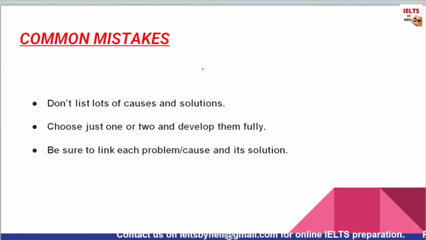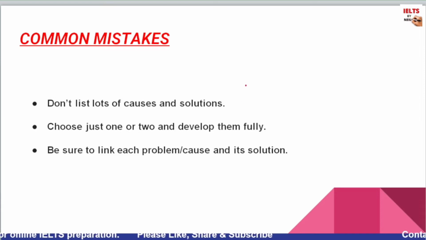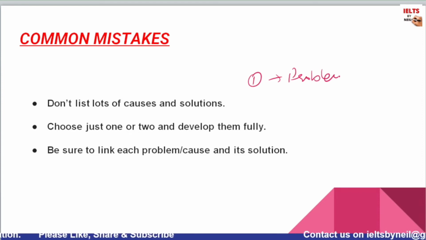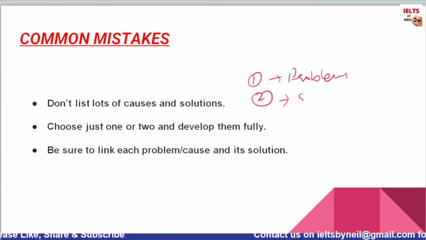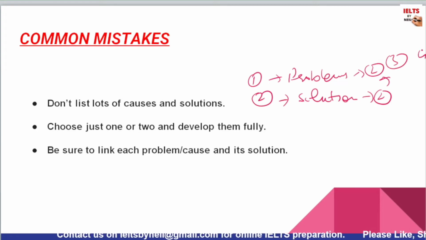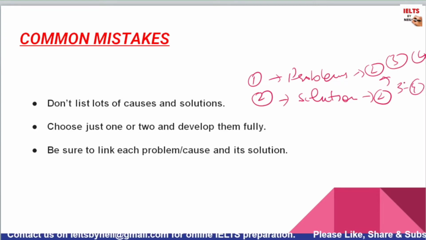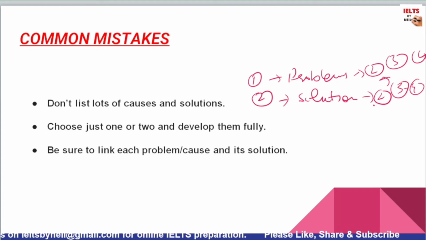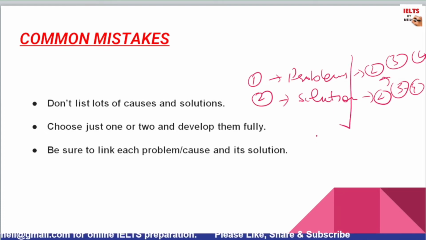Now let's talk about the common mistakes that students make in this one. First of all is don't list lots of causes and solutions. This is what most students do. In the first body paragraph they write the problems, and in the second body paragraph they write the solutions, right? Rather than writing 2 strong problems and 2 strong solutions for the same problem, they will write like 3 to 4 problems and then 3 to 4 solutions, and the essay looks very confusing.